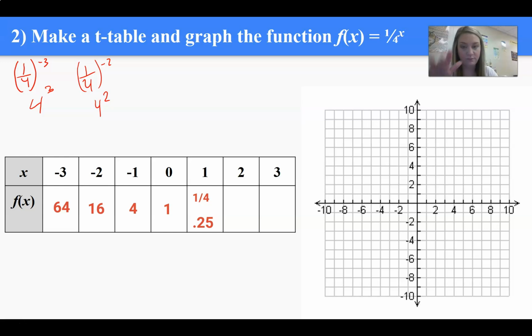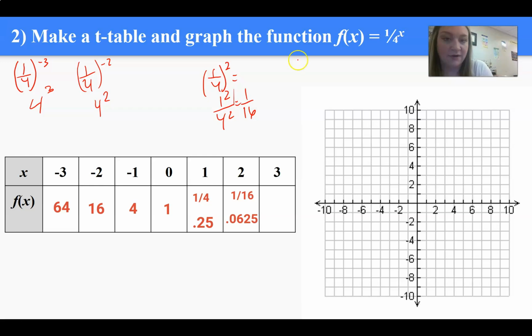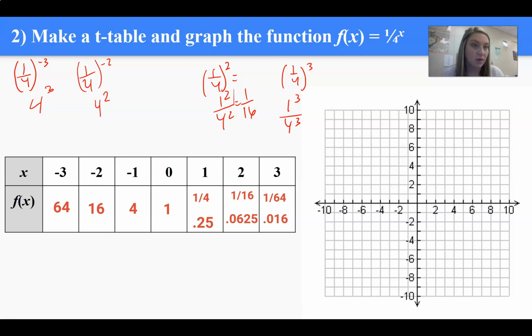1/4 to the power of 1 is just 1/4, right? We give the exponent of 1 to each piece. 1/4 to the exponent of 2, I put that on both pieces, so 1 squared over 4 squared, which becomes 1/16. Same thing with the power of 3. Each piece gets the exponent, so 1 cubed over 4 cubed, which becomes 1/64, which is 0.016.